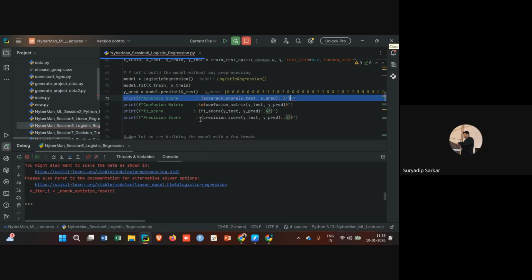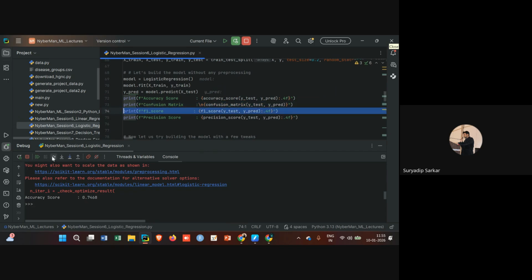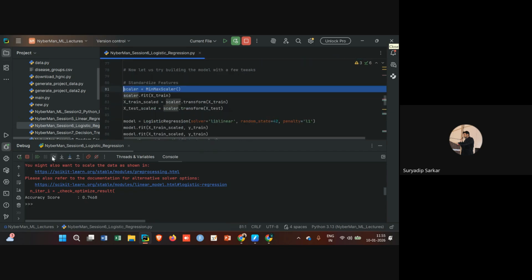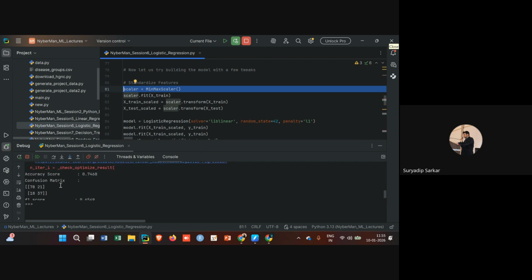Okay, so let me go ahead and run these lines quickly, and you can see that we have the following metrics. So we have an accuracy score of 0.7468, or 74.68% accuracy. Not too bad, decent enough accuracy.